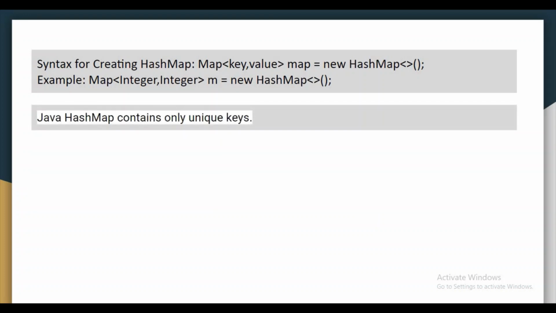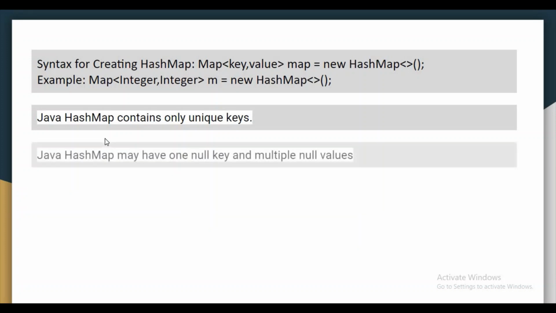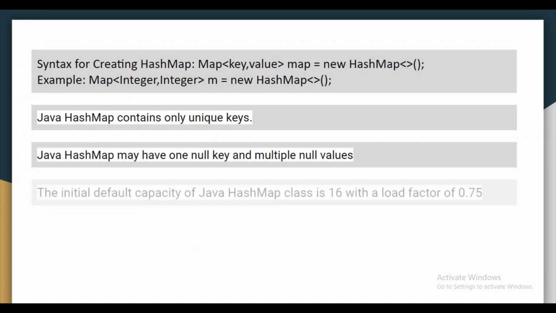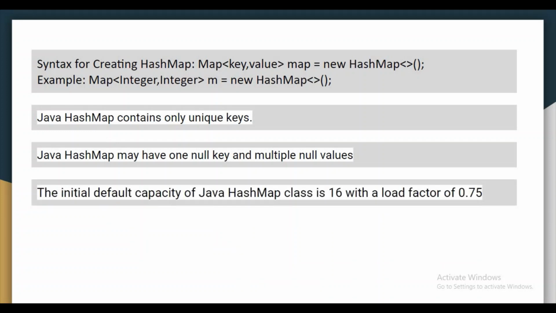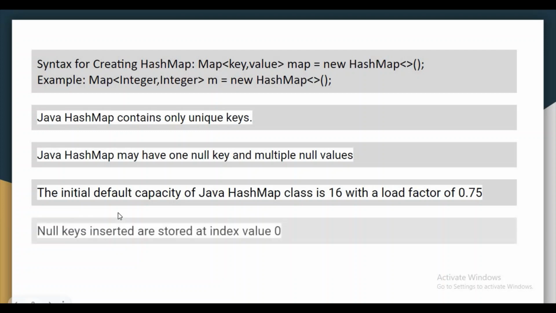HashMap contains only unique keys, but it can have one null key and multiple null values. The default capacity of the HashMap is 16 and the load factor is 0.75. Null keys inserted in the map are stored at index value 0. I will explain this point briefly when I start showing how the internal implementation occurs.